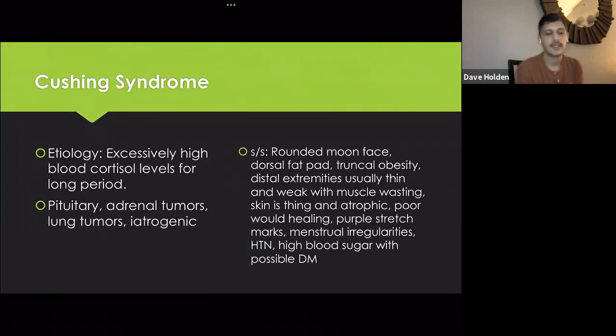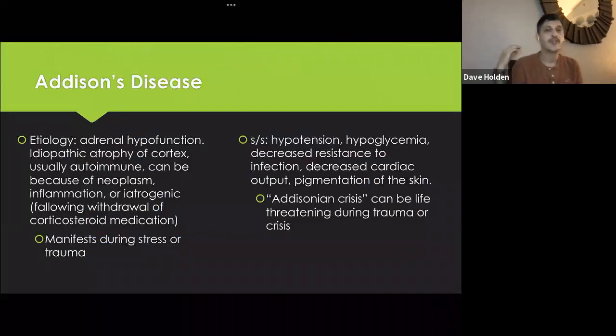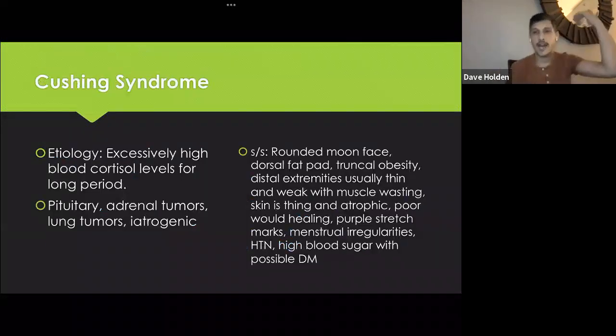Next up, we have Cushing syndrome. So previously, we were looking at Addison's disease. Addison's disease was caused by adrenal hypofunction. So not enough is being produced. Cushing's would be the opposite condition. We are producing excessively high levels of cortisol for long periods of time.